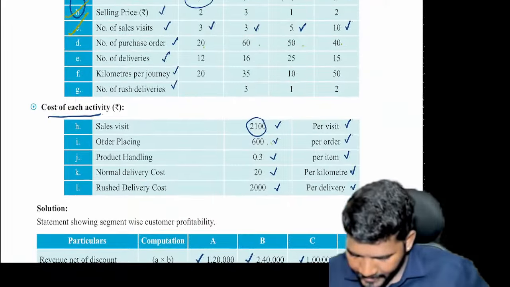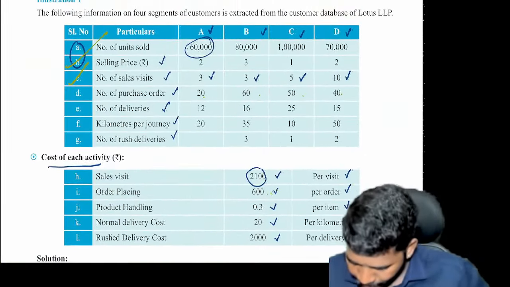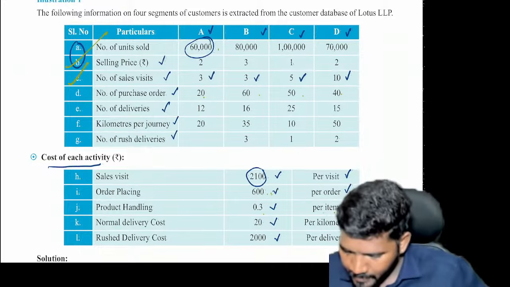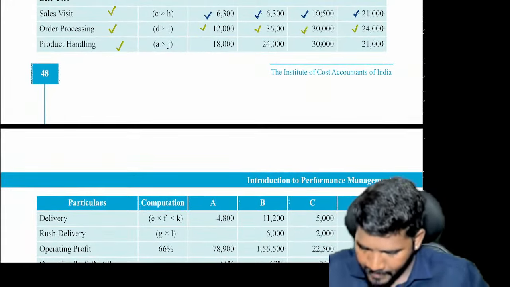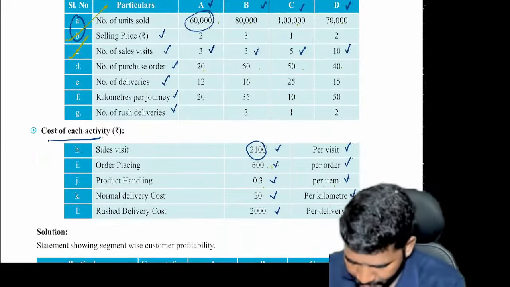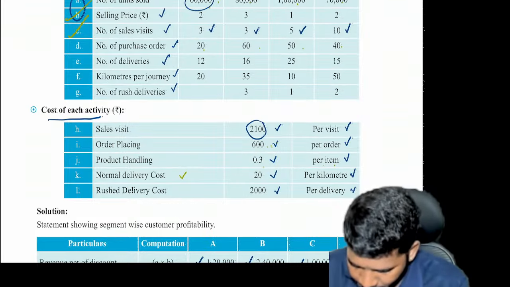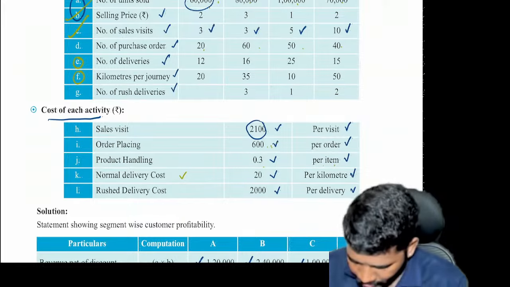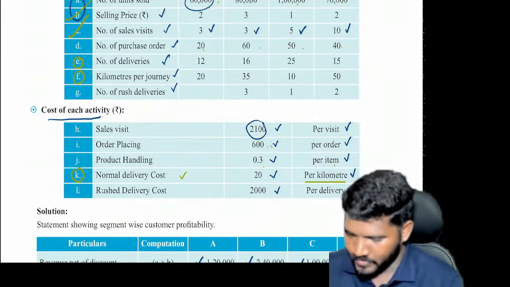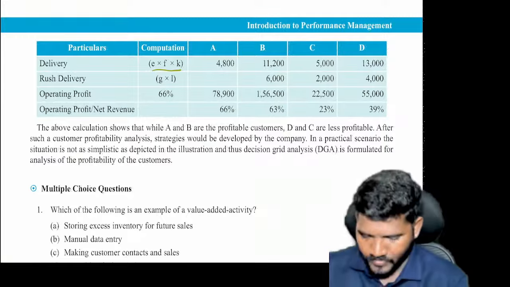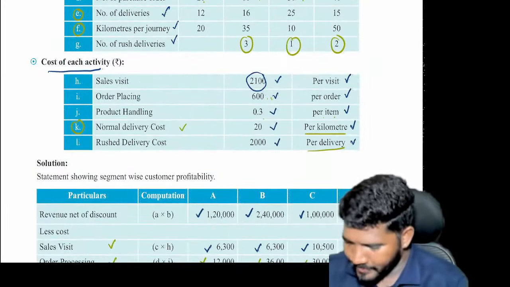Next, product handling. When it comes to product handling, the rate is 0.3 per item, and the number of items is 60,000, 80,000, 1 lakh, 70,000. Product handling completed. Next, you can observe the mistake we commonly make. Normal delivery cost: number of deliveries, kilometers per journey, into the normal delivery rate, because they provided it per kilometer. Rush delivery: per delivery they asked, so 3 deliveries, 1 delivery, 2 deliveries. You can directly multiply with 2000.